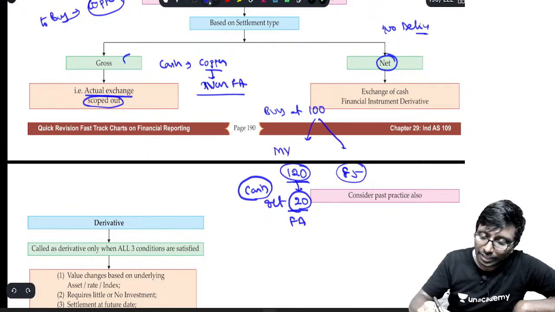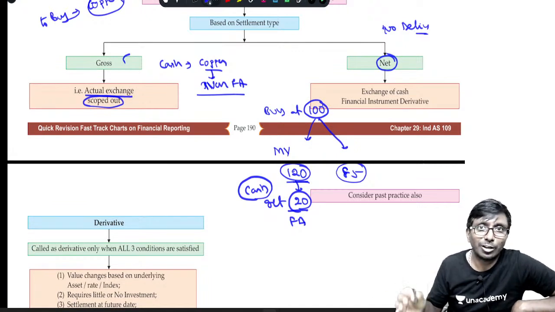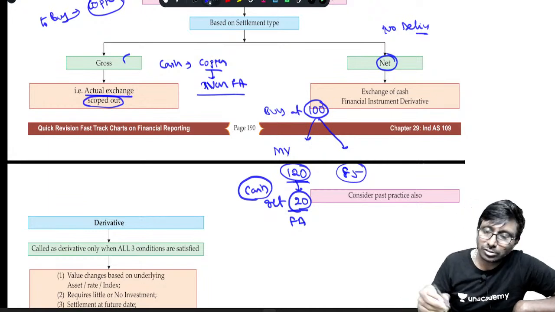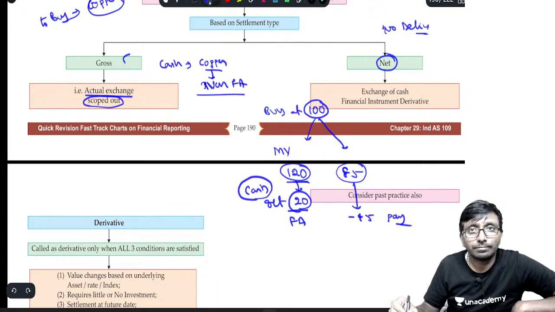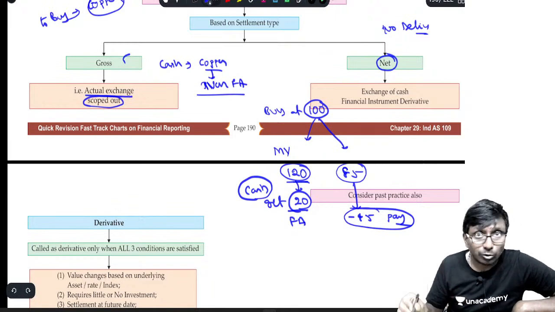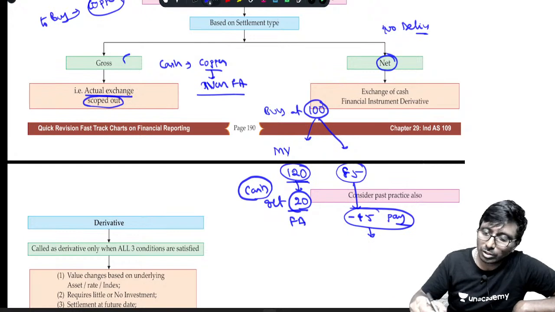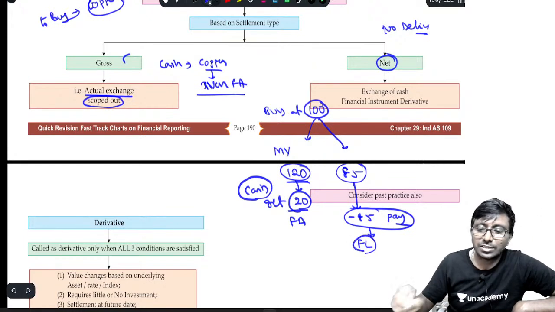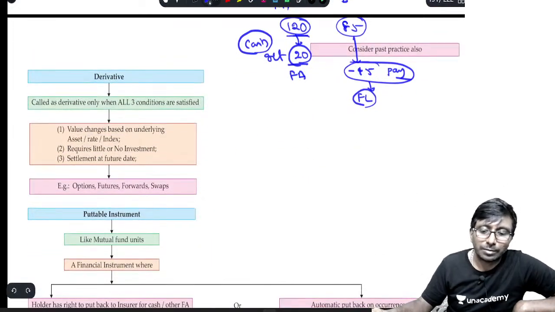Agree? Now suppose I promised to buy at 100, but today the market value is equal to 85. Do you take delivery now? No. Today also I don't take delivery. Under net settlement, I will pay 15 rupees and close it. Getting my point? That means, do you have an obligation to pay? Yes, surely I have an obligation. Then I will say it is a financial liability.